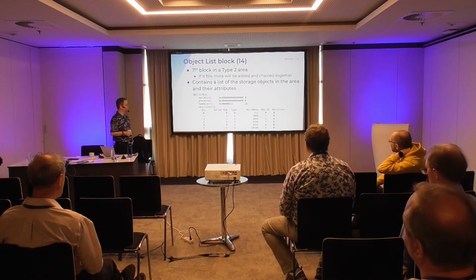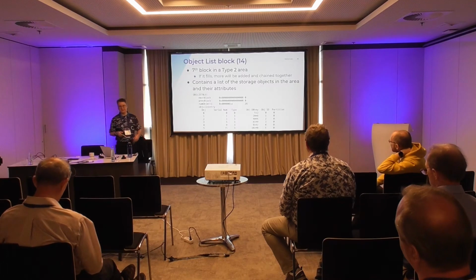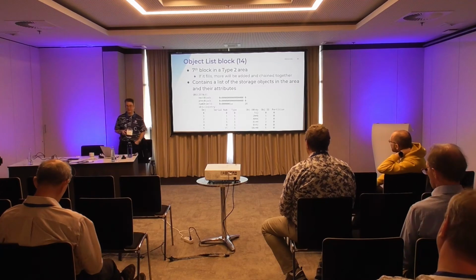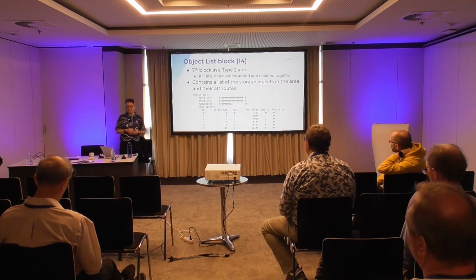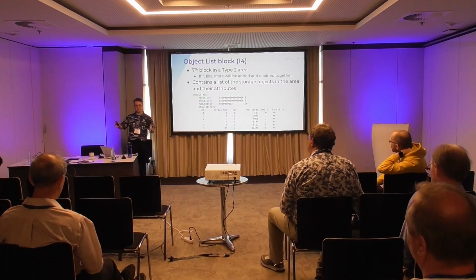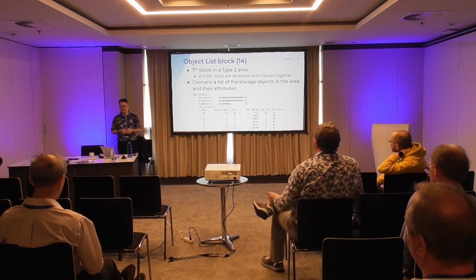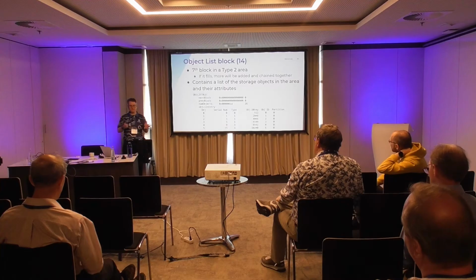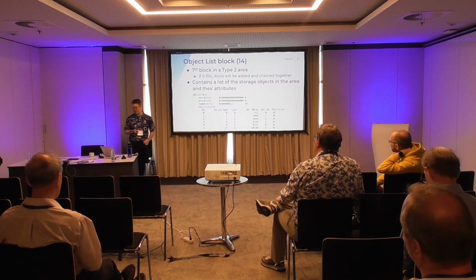And there are pointers here to next block and previous block. So these also have chains, but again, they're not implemented in the header. They're implemented within the payload itself. And if you add more and more storage objects to an area, then this structure will grow, and it might have to grow into multiple object list blocks. In an 8K database, you can have roughly 166 line items in this table before it overflows and a new object list block needs to be formatted.